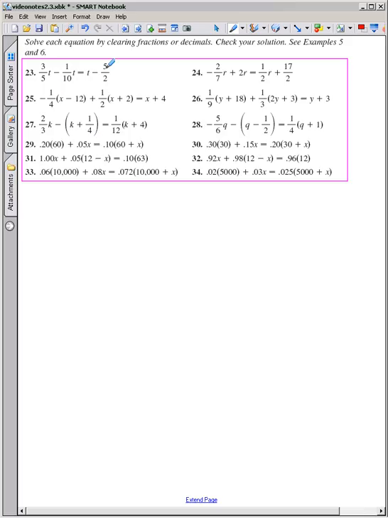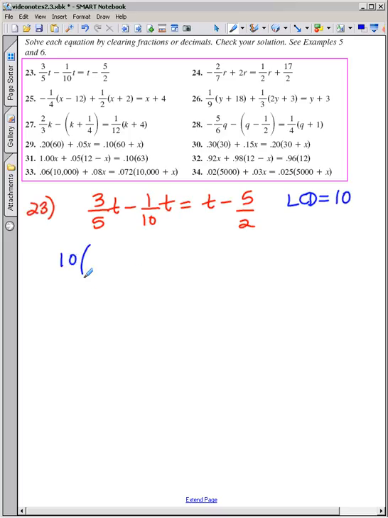If I wanted to solve number 23, which is 3/5 t minus 1/10 t is equal to t minus 5/2. Before I panic, what I want to do is try to think about how can I rewrite that so that it doesn't have any fractions. And what allows me to do this is to find the least common denominator of all the denominators, so 5, 10 and 2. The number that those three divide into is 10. Then what we're going to do is multiply both sides of this equation by 10.